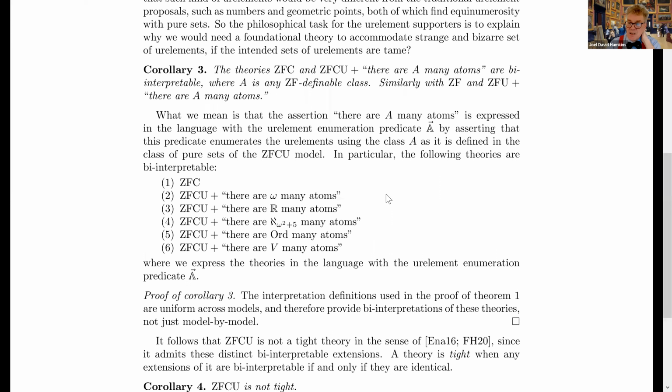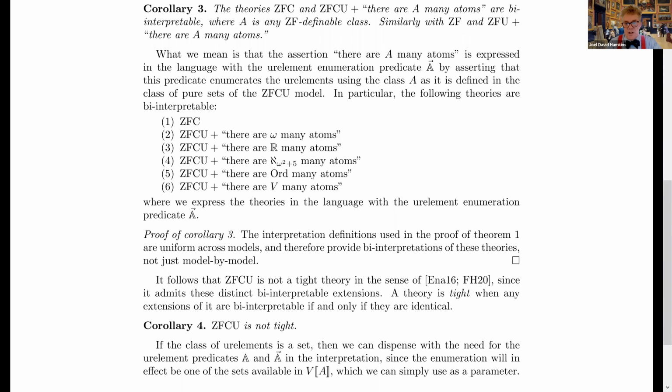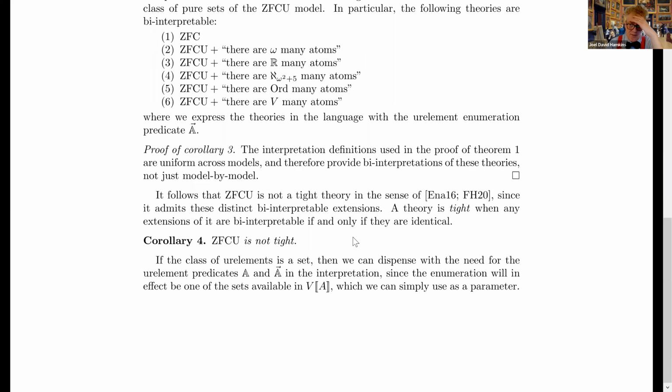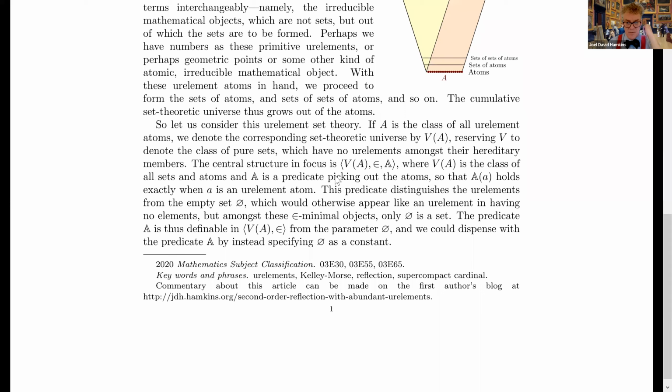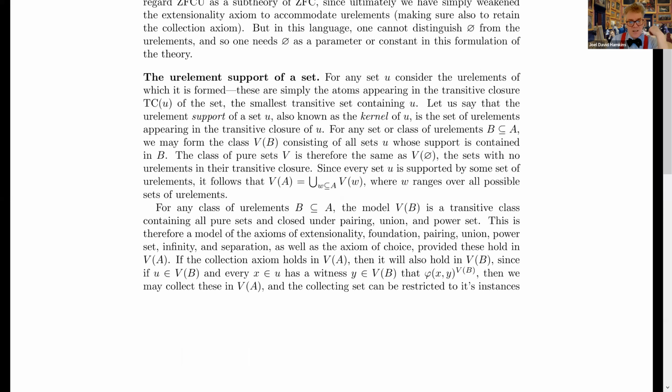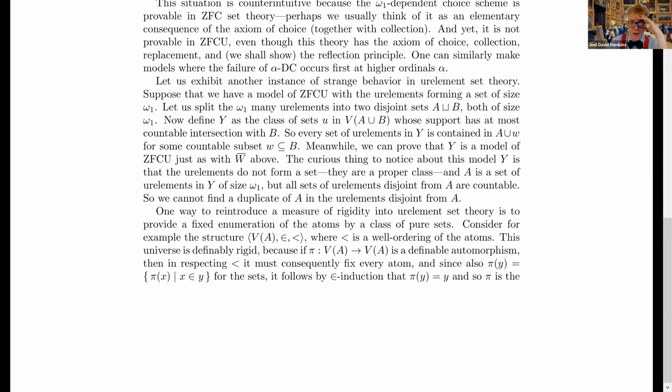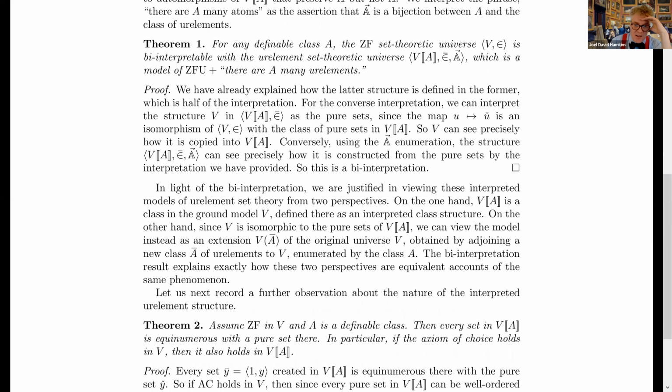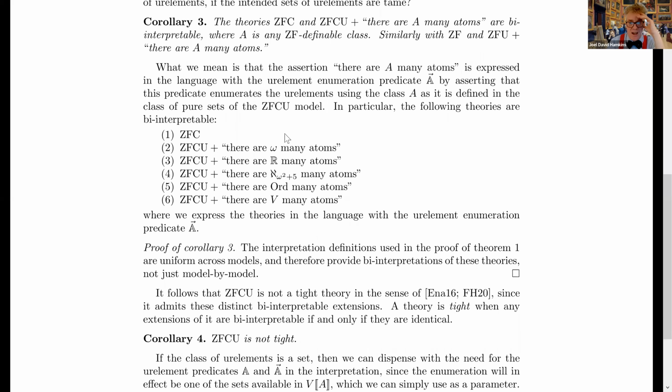Okay, that's what the construction provides. And in particular, it follows that ZFCU is not a tight theory. ZFC is tight, which means that if two extensions of it are bi-interpretable, then they're identical. That's definitely not true for ZFCU, because by specifying different numbers of atoms, we have bi-interpretable theories that are not identical.